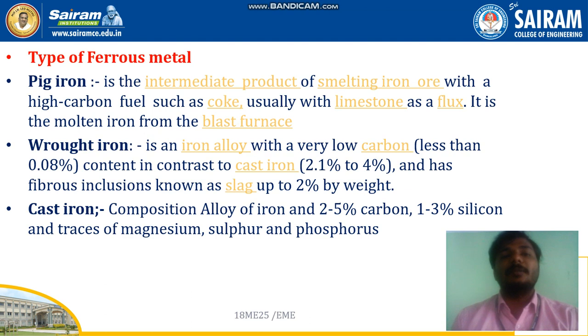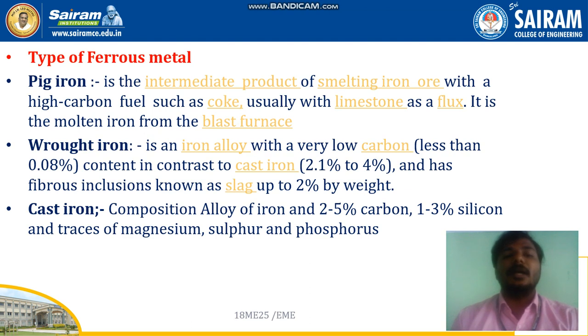So pig iron is one type of iron, made from iron ore with high carbon such as coke, and usually mixed with limestone as a flux. It is the molten iron from the blast furnace. Next is wrought iron. These are also different types of iron, each used for different applications, like pig iron, wrought iron, and cast iron.